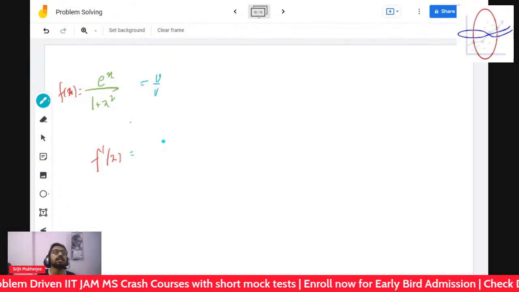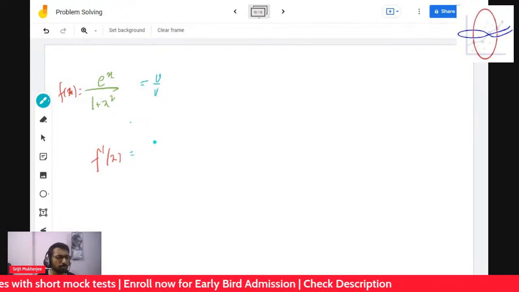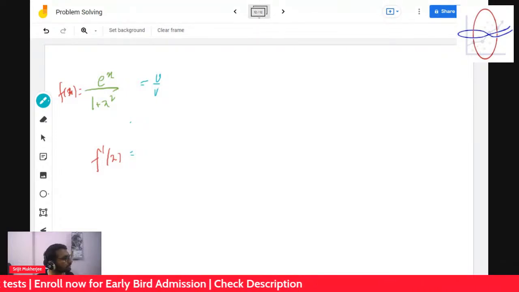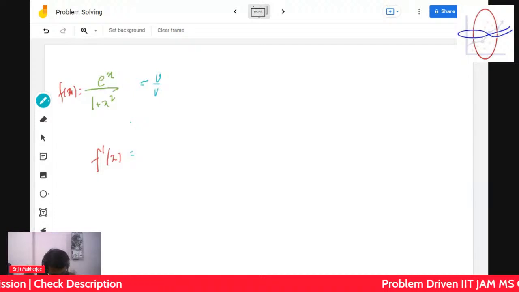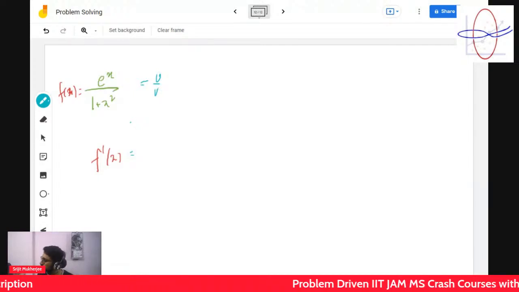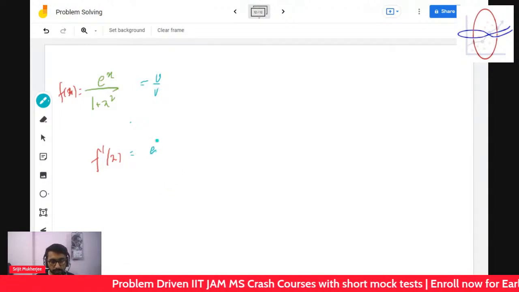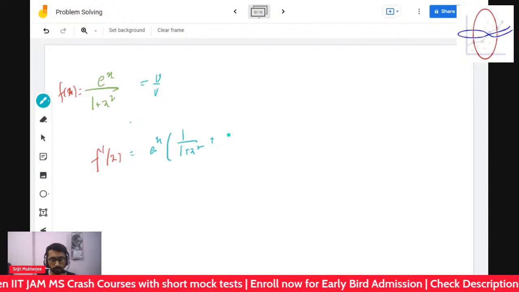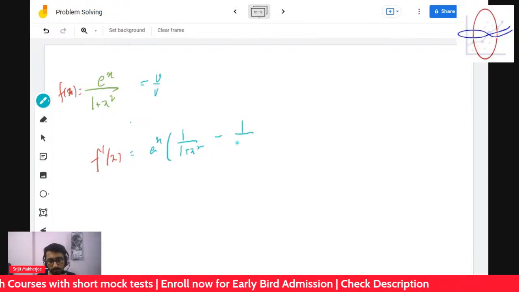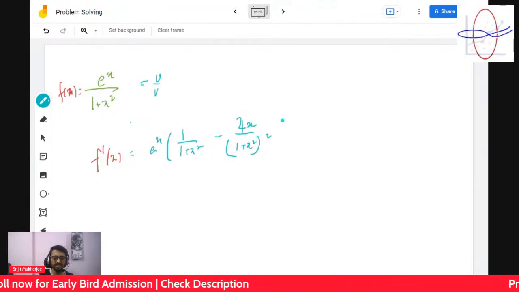So what was the derivative of e to the power x? Yeah, tell me. The derivative of e to the power x times f(x) is e to the power x plus 1 times, yes, 1 times, sorry, e to the power x plus this plus that whole, so it's minus 1 by whole square 2x, something like that will come, I guess.